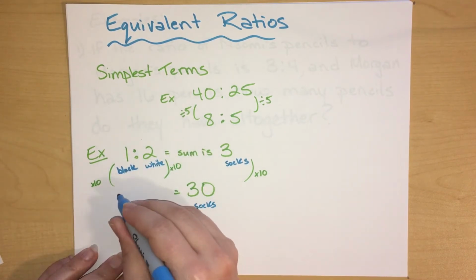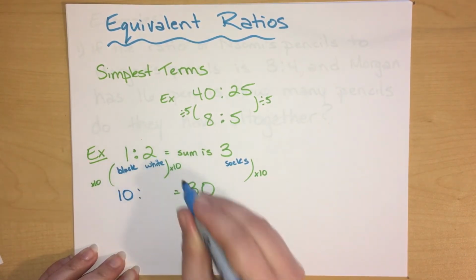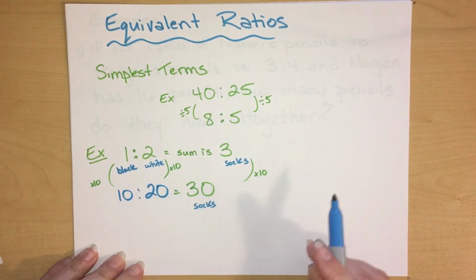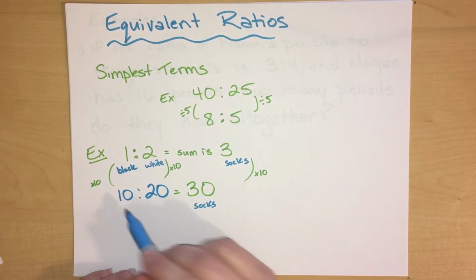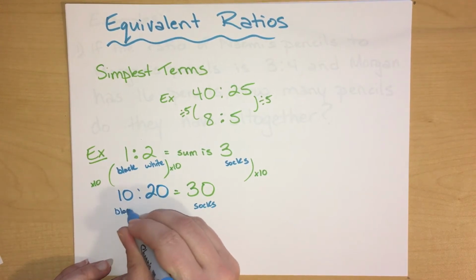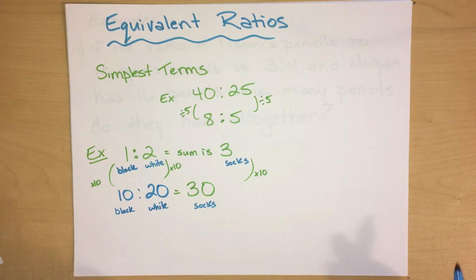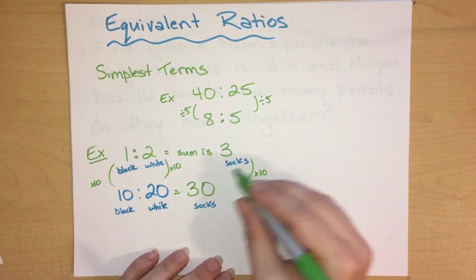So 1 times 10 will be 10. 2 times 10 will be 20. That makes sense because then I'll have a total of 30. So in that drawer of 30 socks, 10 of them would probably be black, and 20 of them would probably be my white sports socks. Okay. You could also use that scale factor for finding the sum.